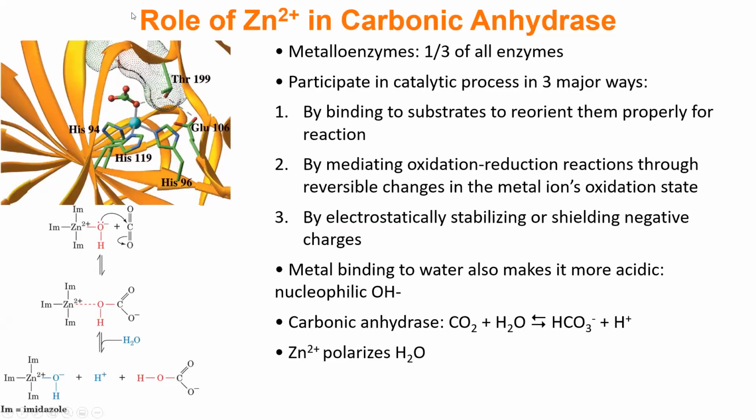Now, other things that are important for enzymes, metals. There's a lot of enzymes that use metal ions, and those are called metalloenzymes, as I have there. 1/3 of all enzymes are metallo, and they help by doing a couple of things. One, they can help orient the substrates properly so they can be in the reaction.